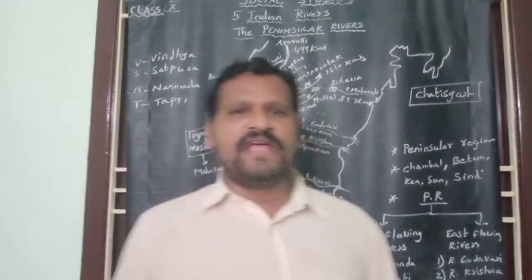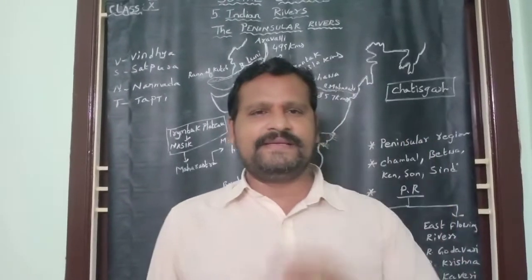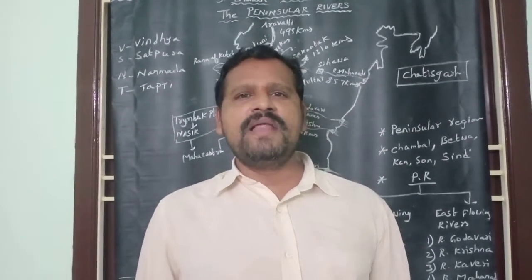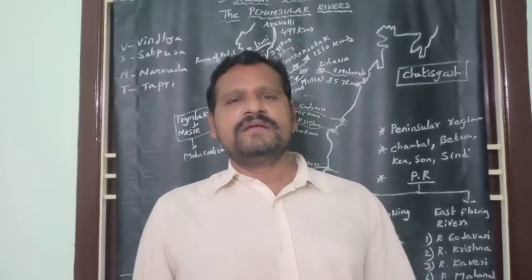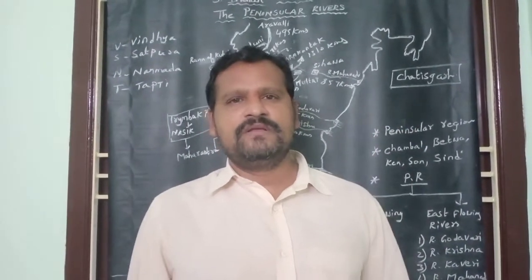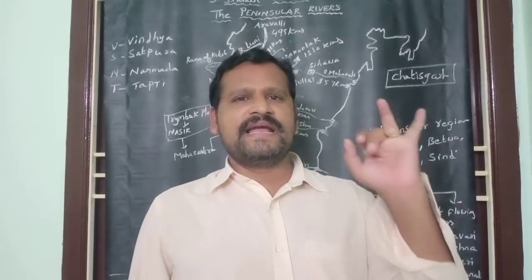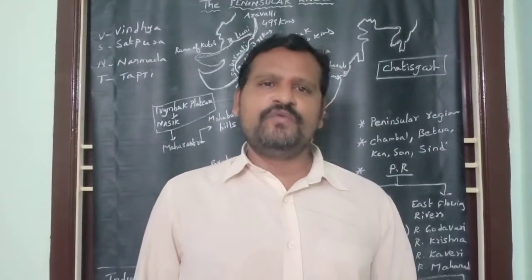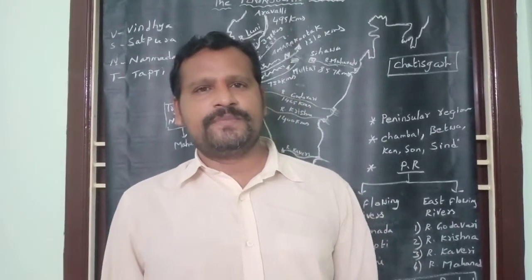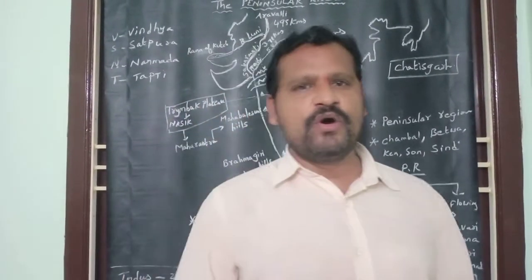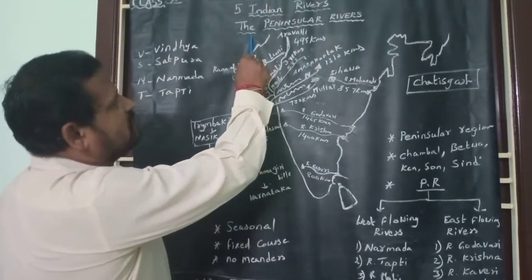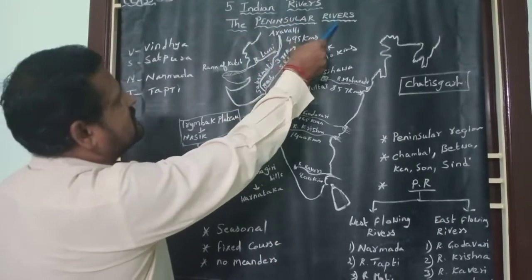The drainage system of India is broadly classified into two categories: the Himalayan river system and the Peninsular river system. The Himalayan river systems have three principal river systems: Indus, Ganga and Brahmaputra. We discussed that in the last video. Today in this video we are going to discuss the second part, the Peninsular river system.